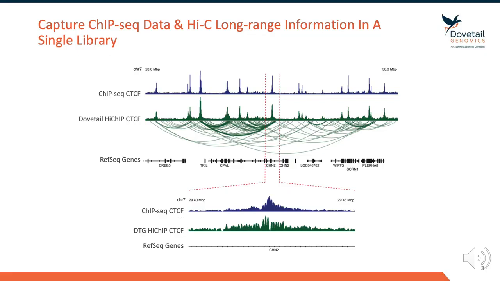Now, if you were to zoom in on any one of these peaks, you can see that we can phase nucleosomes, they're on the bottom in the green profile, where you can't with ChIP-seq data because we use MNase to fragment the genome.